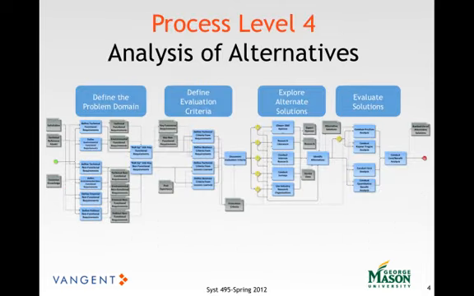The 24 tasks in the AOA process itself are divided into 4 phases, which are the define the problem domain phase, where you come up with the requirements for the solution you're developing, the define evaluation criteria phase, where you take those requirements and make measurable criteria for your analysis, the explore alternate solutions phase, where you do all your research to determine what alternatives you're going to consider in the analysis, and finally the evaluate solutions phase, where you actually conduct the analysis and make a ranked list of alternatives detailing your results.